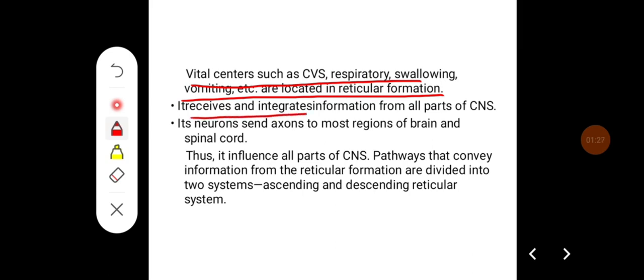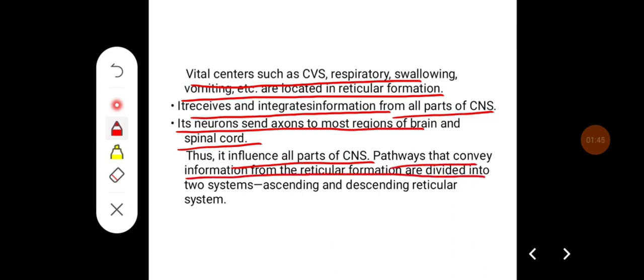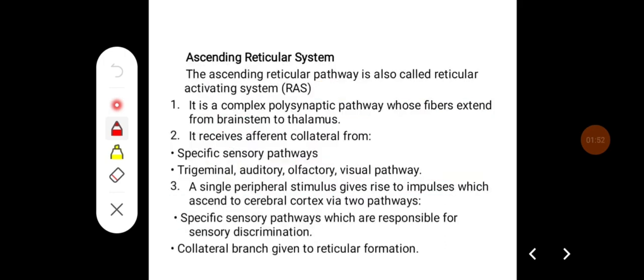It receives and integrates information from all the parts of the central nervous system. Its neurons send axons to most regions of the brain and spinal cord. Thus, it influences all the parts of the CNS. Pathways that convey information from the reticular formation are divided into two systems, that is, ascending and descending reticular systems. Coming to the ascending reticular system, the ascending reticular pathway is also called the reticular activating system, that is, RAS.